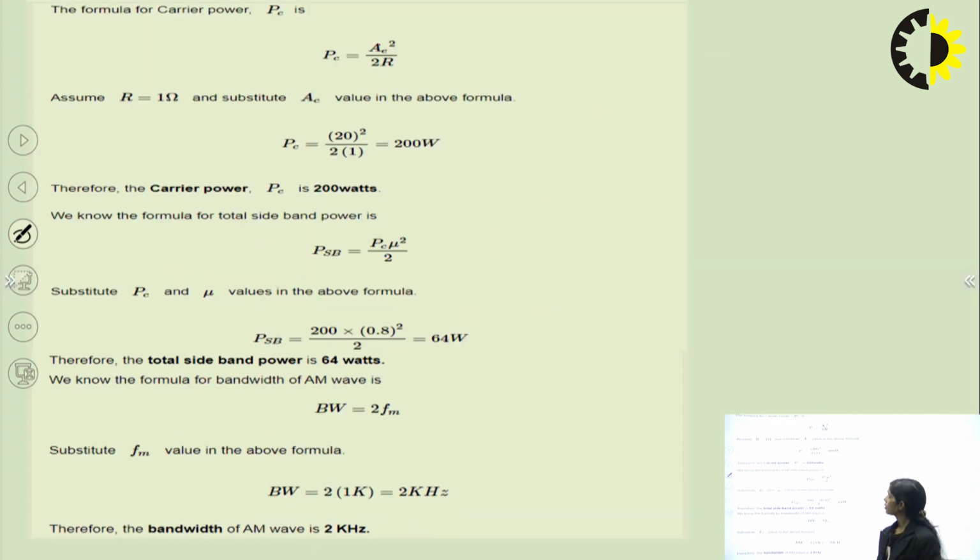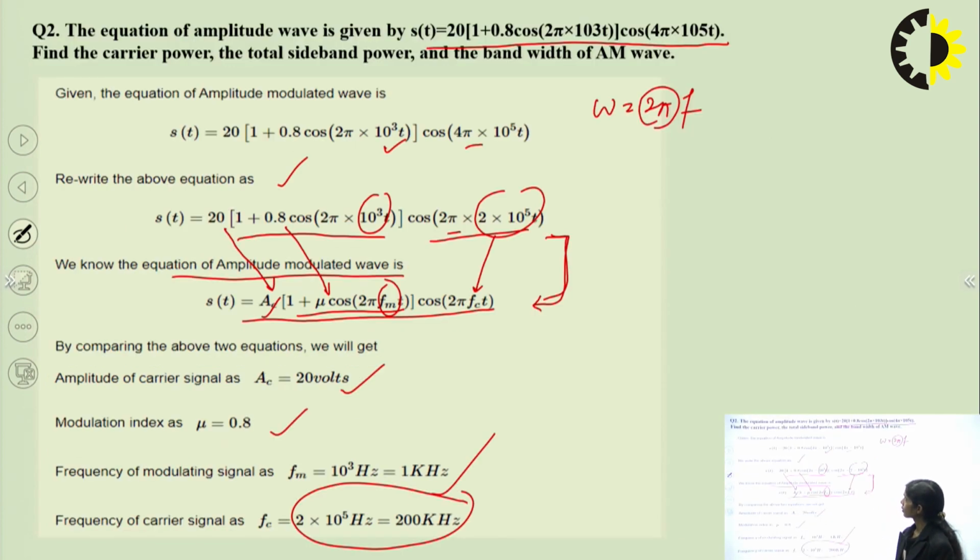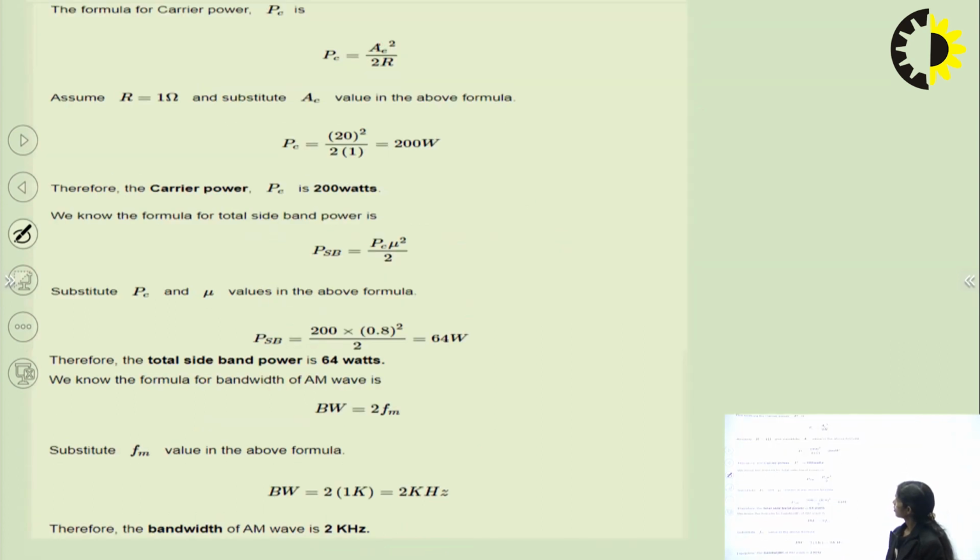So in this also we have to calculate the carrier power PC, we have to calculate the total sideband power, and after this I have to calculate the bandwidth also. The way of asking the parameter is different here, but we are going to proceed in the same way as we had done earlier.